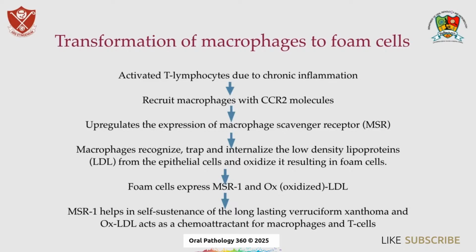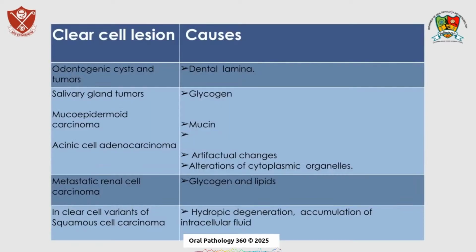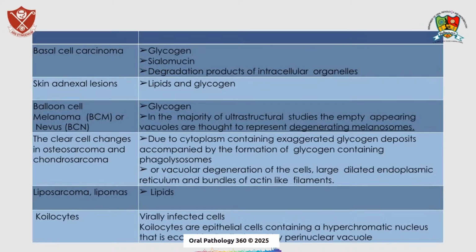And the MSR1 helps in cell sustenance of the long lasting verruciform xanthoma and the OxLDL acts as a chemoattractant for macrophages and T cells. So, to sum up, these clear cells can be seen in a number of lesions and could have varied causative factors for their presentation.